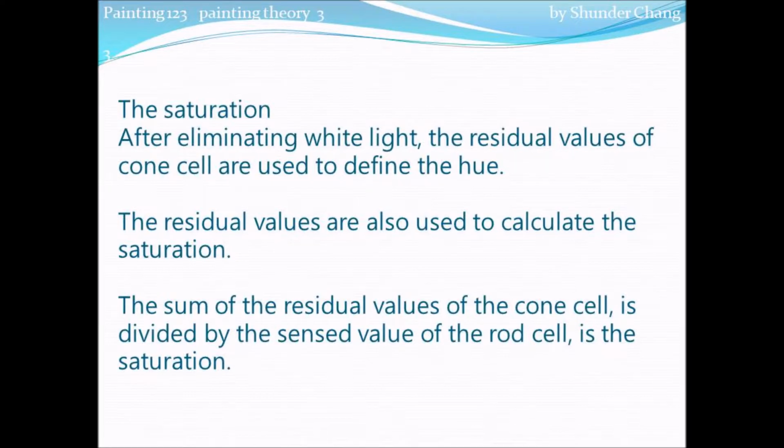After eliminating white light, the residual values of the cone cells are used to define the hue. The residual values are also used to calculate the saturation. The sum of the residual values of the cone cells divided by the sensed value of the rod cells is the saturation.